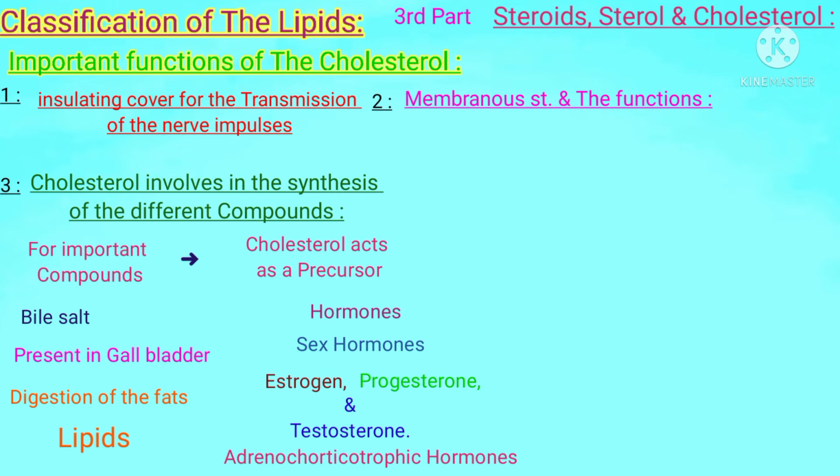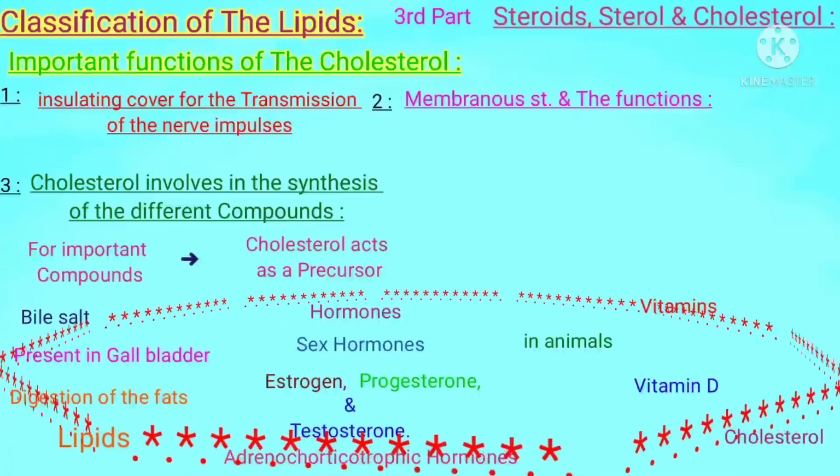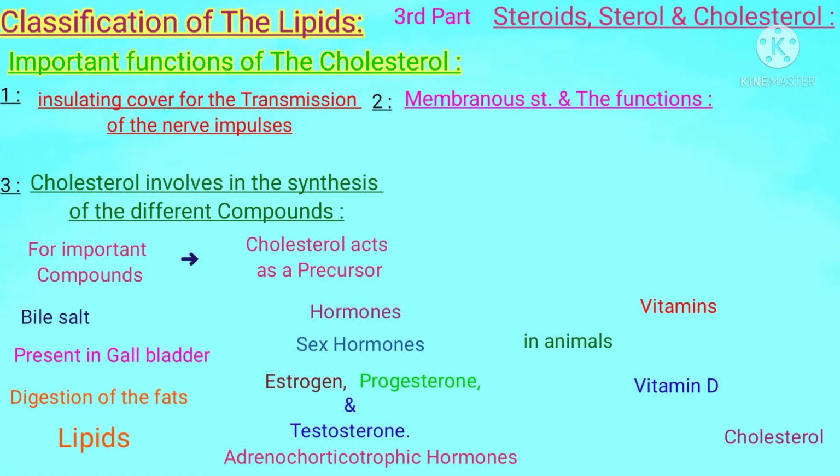So consequently they are called steroidal hormones, as opposed to protein hormones. Next, students, vitamins are also obtained from cholesterol, like vitamin D. In animals, vitamin D is obtained from cholesterol. So we can say that cholesterol plays a very basic, key role in the synthesis of all these substances. So it is a very important steroid, an important sterol.